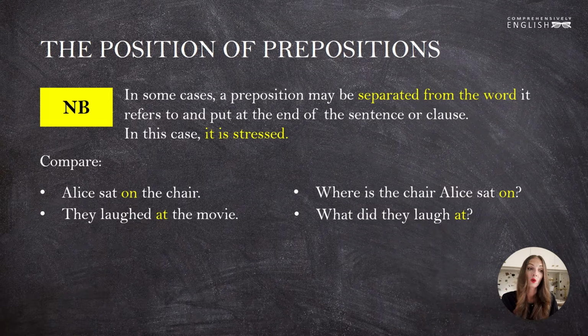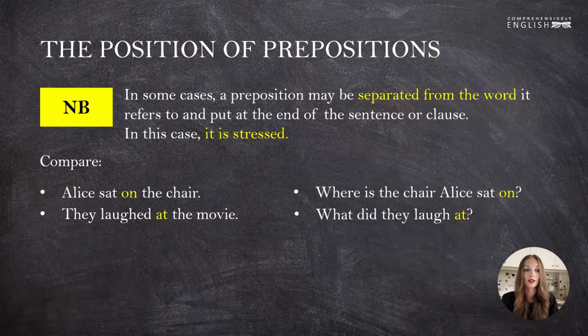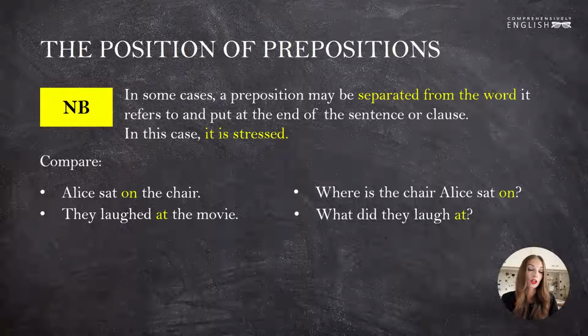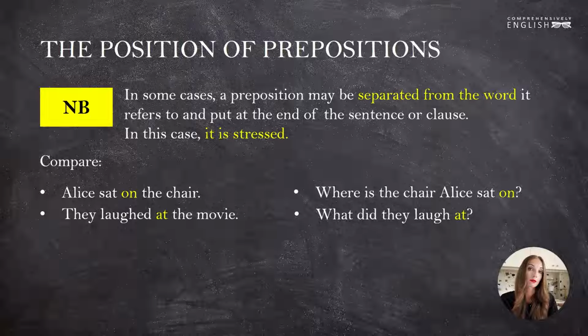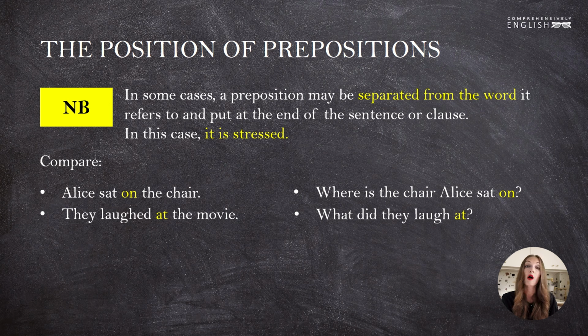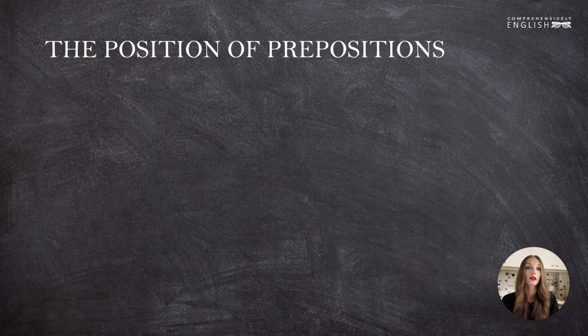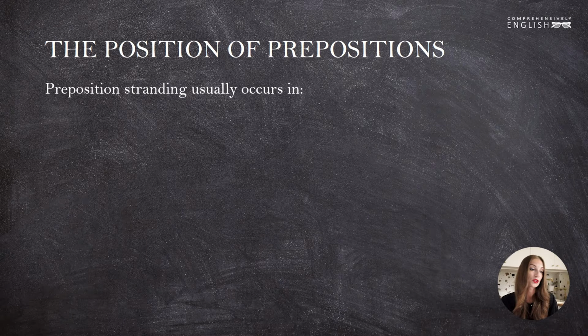So you can say, where is the chair Alice sat on? Or you can say, where is the chair on which Alice sat? What did they laugh at? You can say, at what did they laugh? The versions with stranded prepositions are more common in spoken language. Now, in which cases or maybe in which types of sentences can we put the preposition at the end? Well, this phenomenon, which we call stranding, usually occurs in questions.